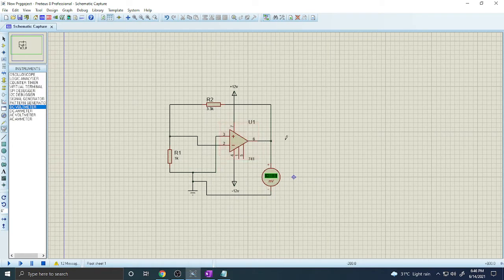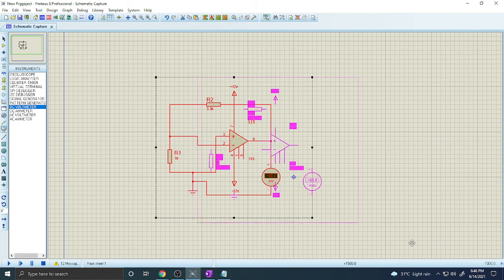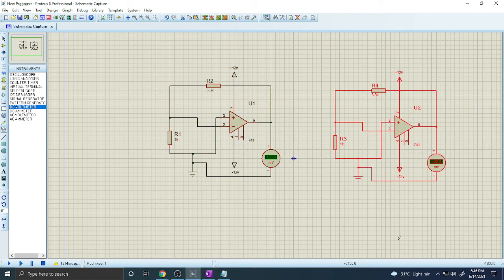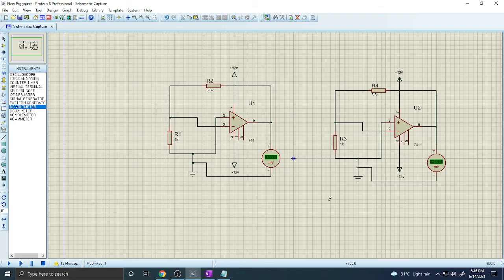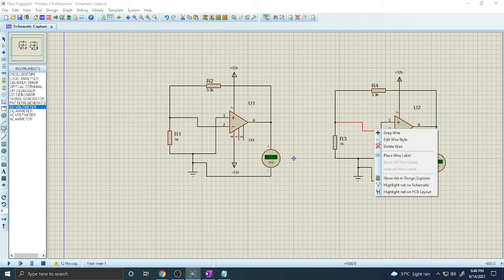Okay, now for the second circuit, select this whole circuit and press here, copy to clipboard, and then paste from clipboard. Now the second circuit is placed here. Now for the second circuit, what is our requirement? Our requirement is to connect only the R3 resistance. So R3 is connected to the inverting terminal.